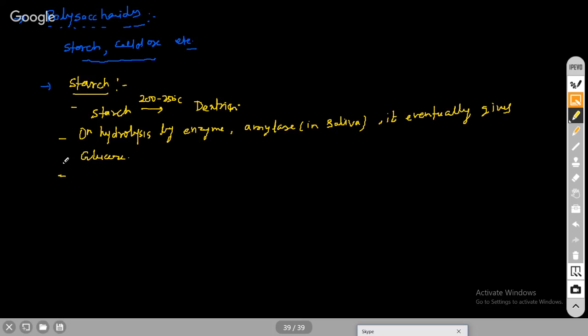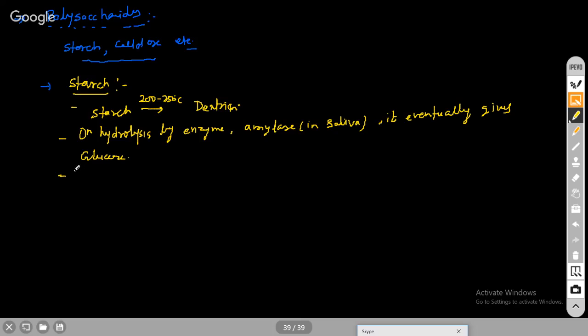Another one you write down: starch solution gives blue color with a drop of what? Iodine. This you must have done in titration also. Ionic equilibrium and redox. Right? Iodometric titration. A starch solution gives blue color with a drop of iodine.